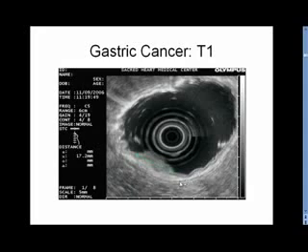the muscularis propria. This hypoechoic tumor is a gastric adenocarcinoma, but as you can see, it's limited to the mucosal layer and barely invades into the submucosa. It clearly does not involve the muscularis propria. The endoscopic ultrasound staging of this tumor was verified at subsequent surgery.